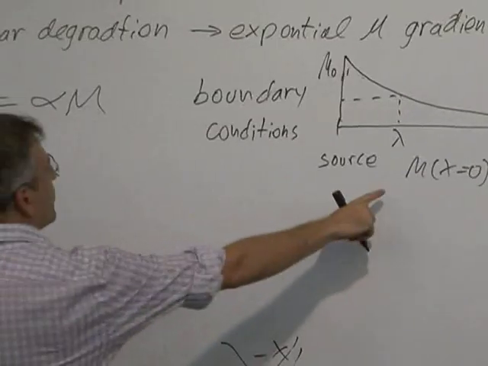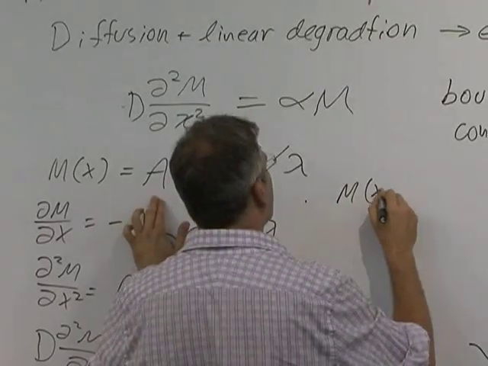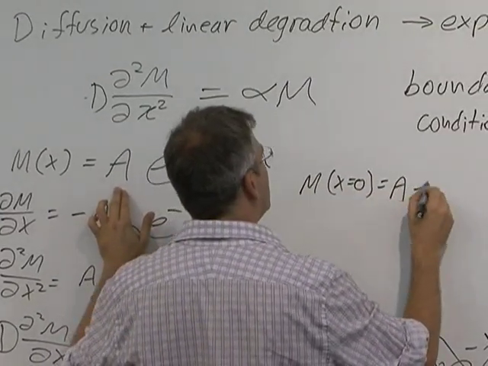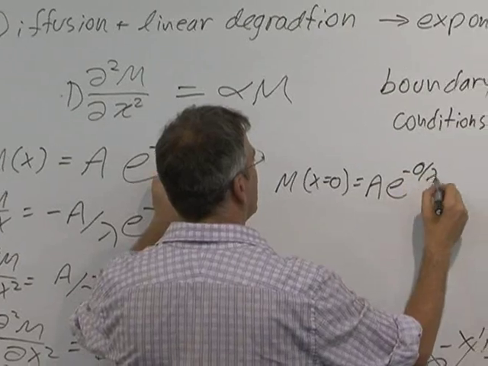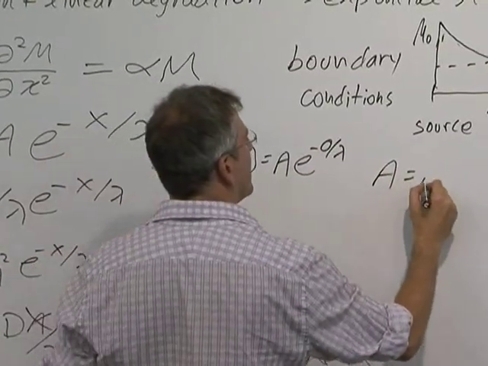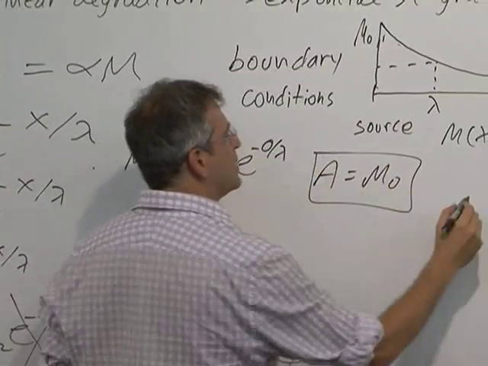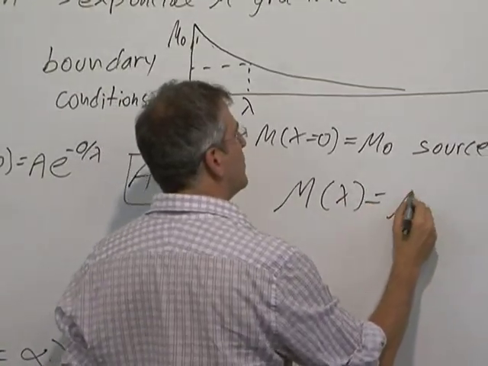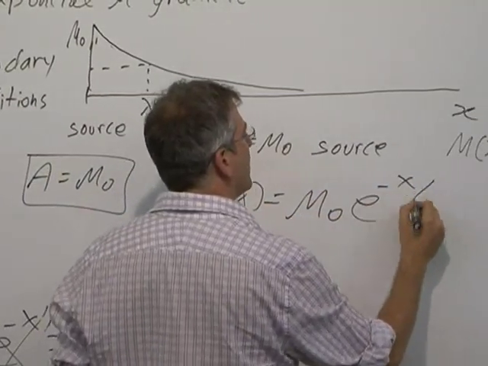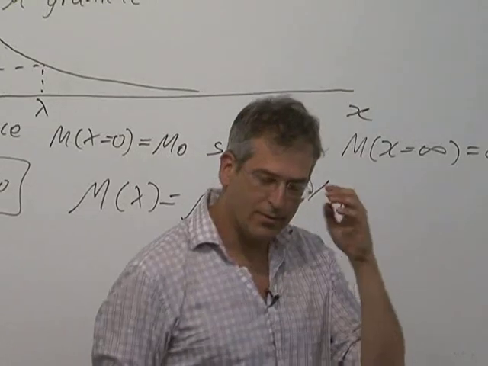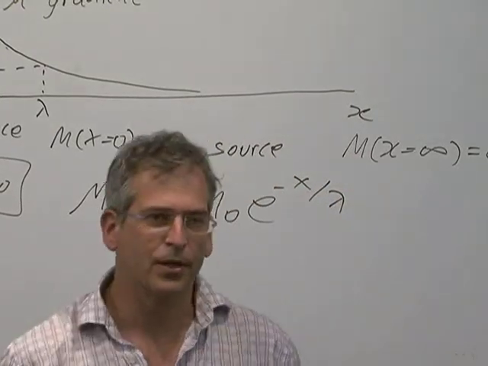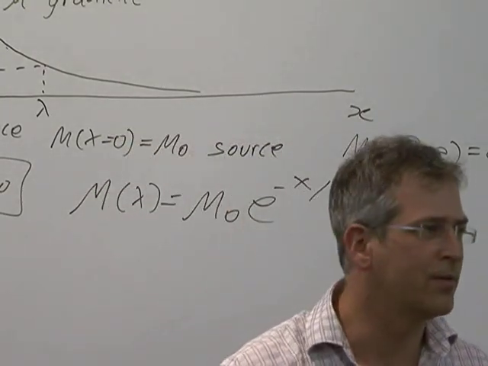And what's A? We can get that from this boundary condition. M at x equals 0 is A e to the minus x equals 0. So A equals m0. So our solution is that the morphogen is m0 e to the minus x over lambda, and lambda is that. That's the way you solve the diffusion equation, if you're lucky enough to be able to solve it. Sometimes it's more difficult.